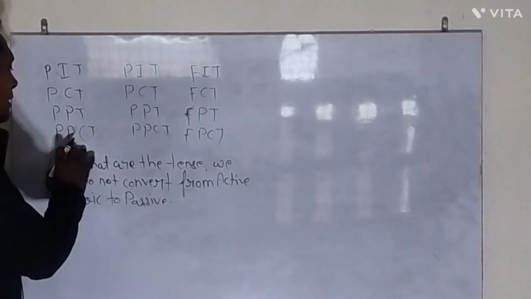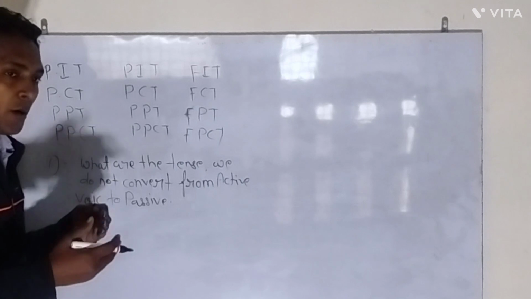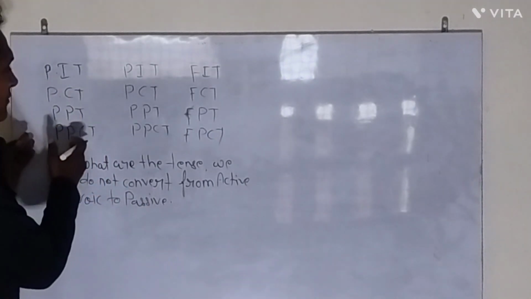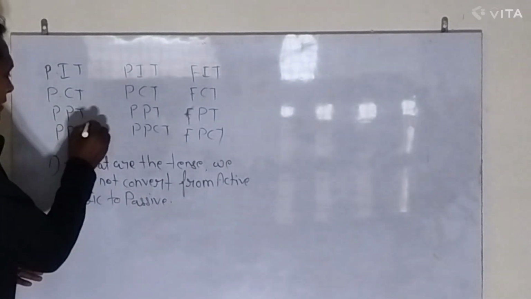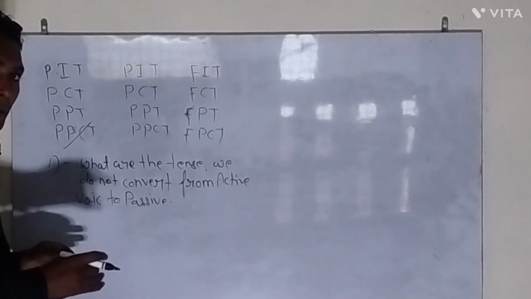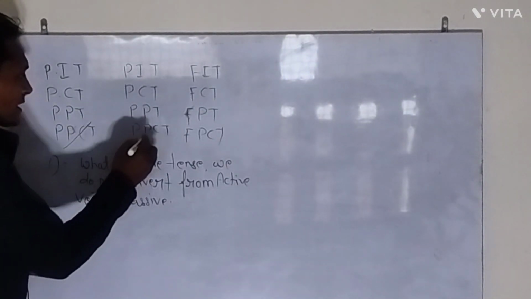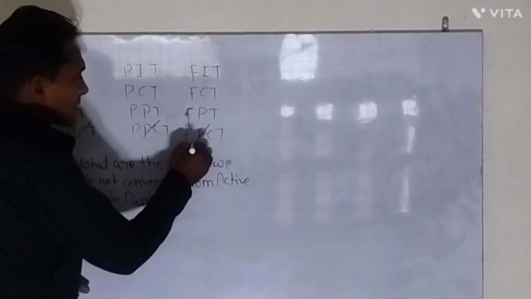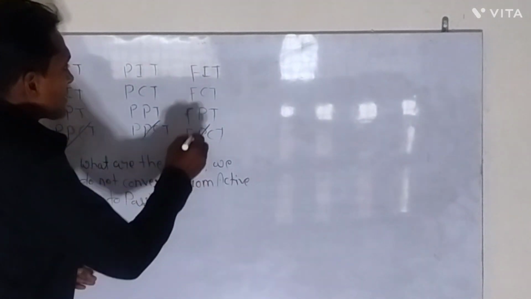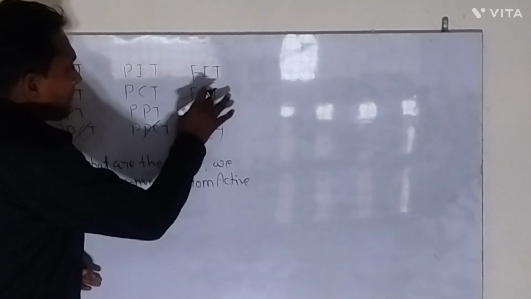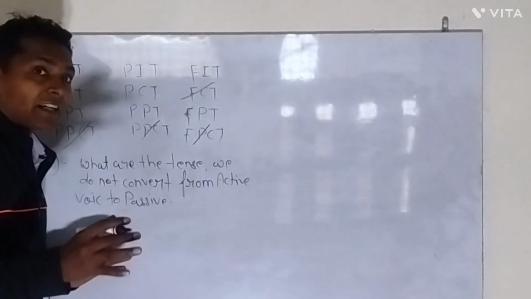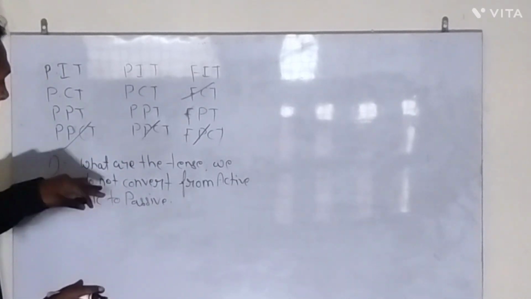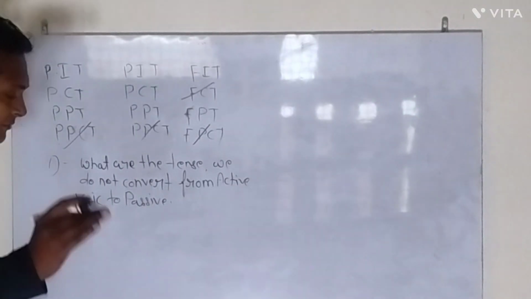changed. So as per the grammar, as per top writers like Wren and Martin, these tenses are not converted from active voice to passive voice: first is your present perfect continuous tense, second is your past perfect continuous tense, third is your future perfect continuous tense. We don't have to convert these from active voice to passive voice. That is the first condition.